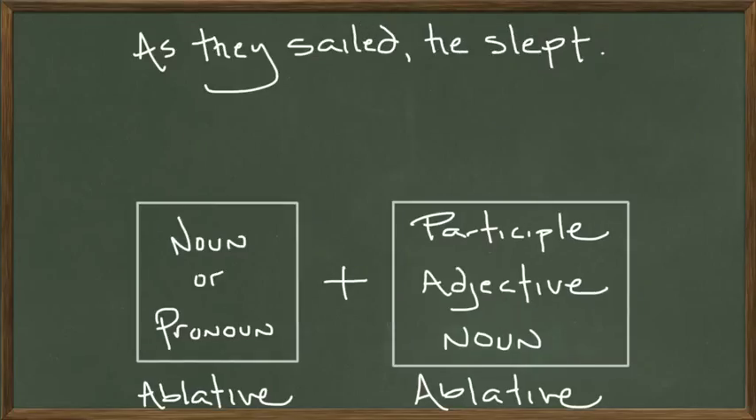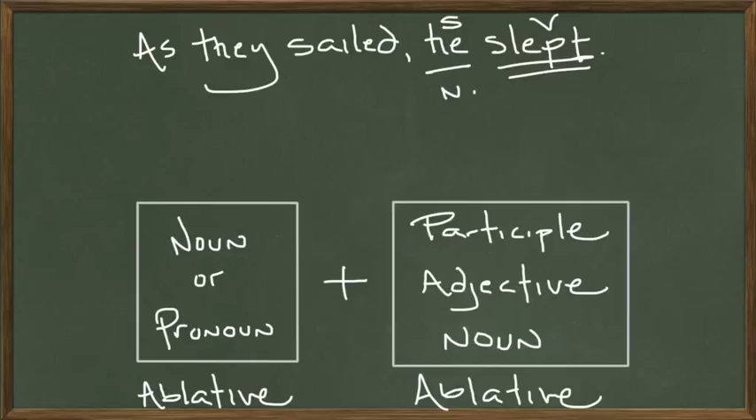Okay? As they sailed, he slept. This is a verse from the book of Acts, and it's talking about Christ in the boat. As the apostles were sailing across the rough seas, he slept. But the main sentence: he, subject of the sentence, subject pronoun, nominative case. What's he doing? He's sleeping, or he slept, verb. And that's it, he slept.